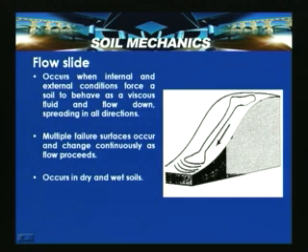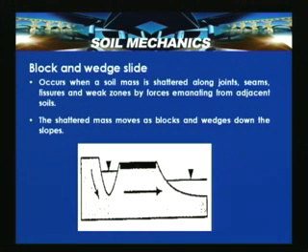So, you can see that this flow slide occurs when internal and external conditions force a soil to behave as a viscous fluid and flow down, spreading in all directions, and multiple failure surfaces occur and change continuously as the flow proceeds. It occurs in dry and wet soils. So, flow slides are possible in dry and wet soils, but this is beyond the scope of our lectures. The other one is the block and wedge slide.